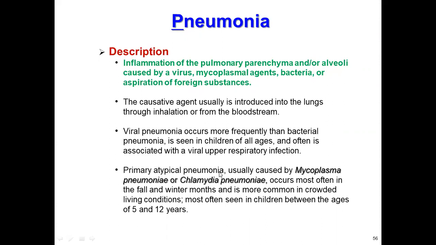Primary atypical pneumonia is usually caused by Mycoplasma pneumoniae or Chlamydia pneumoniae. Some books say it is caused by Streptococcus or Mycoplasma pneumonia. It mostly occurs in fall or winter because more people are exposed to the public, with people gathering in places in winter or fall, right?